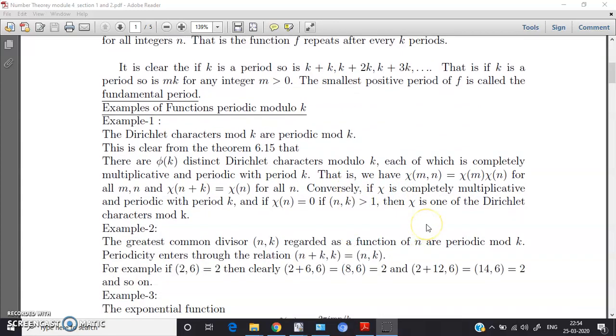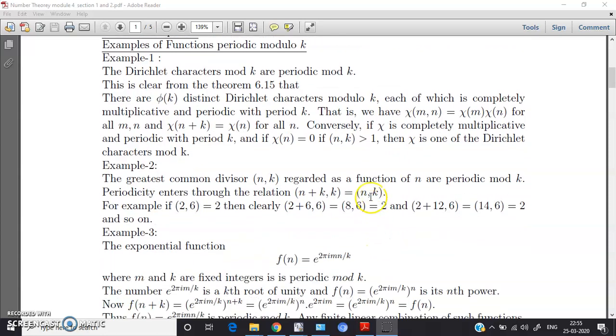Now we will go to another example, that is the greatest common divisor. GCD of n and k, regarded as a function of n, is periodic modulo k. That is, if we take the function as the GCD of two numbers, then we can see that this is a periodic function modulo k. Here we can see, if we take an example 2 and 6, the GCD of 2 and 6 is 2. Then clearly the GCD of 2 plus 6 and 6, that is 8 and 6, is also 2, and 2 plus 12 and 6 is also 2, and so on. So clearly GCD of n and k is periodic.